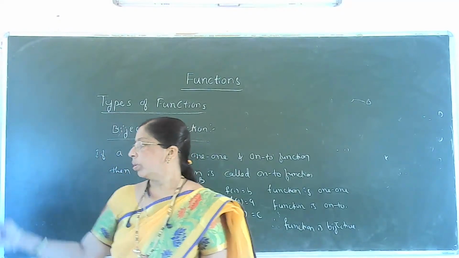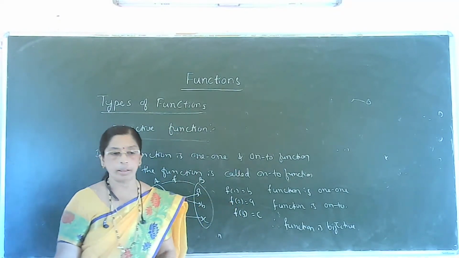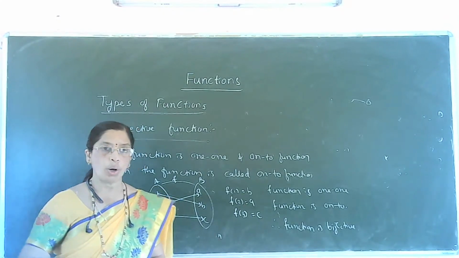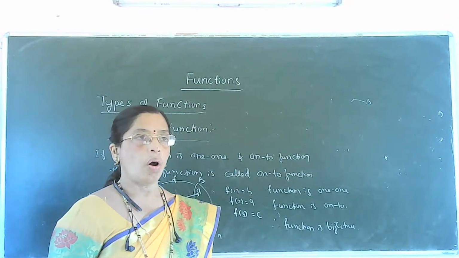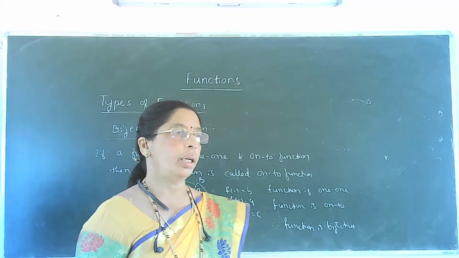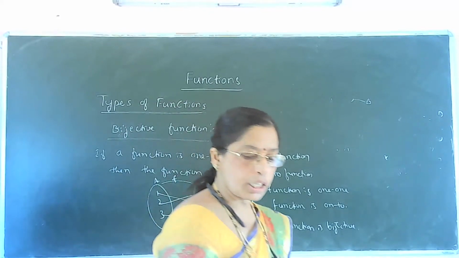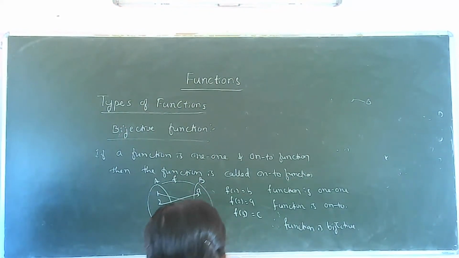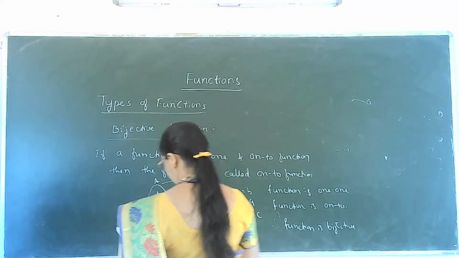First check whether the function is one-one and onto. If both are satisfied, then you call it a bijective function.